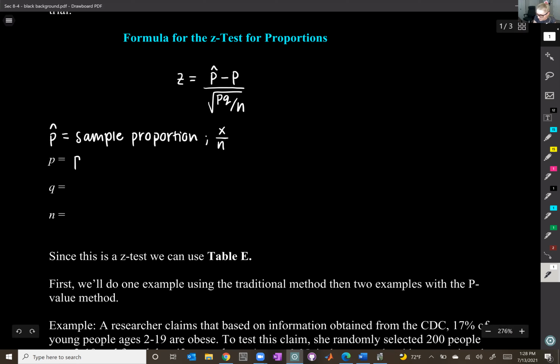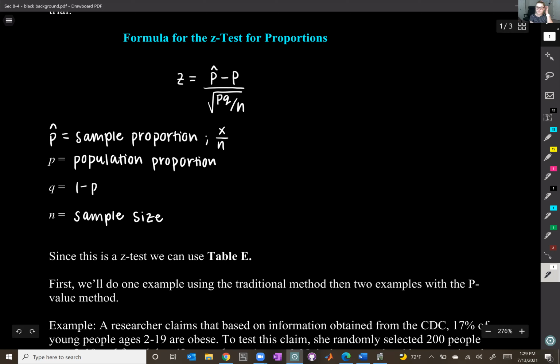P is going to be your population proportion. And if you think back to when we talked about proportions, Q is going to be 1 minus P. And hopefully you see the connection here between this and the binomial distribution, where we had P and then Q was 1 minus P. N is your sample size.